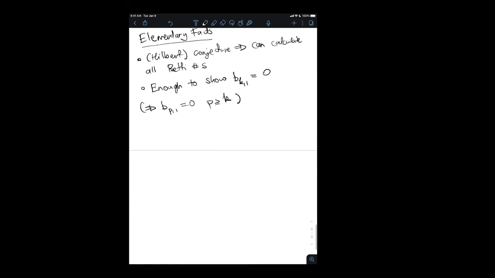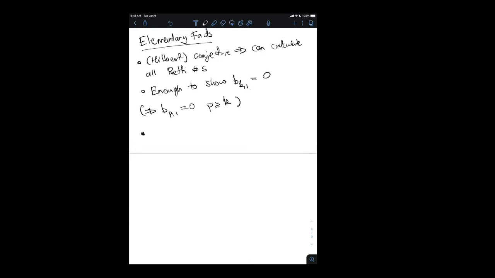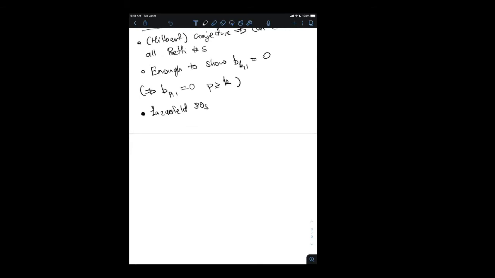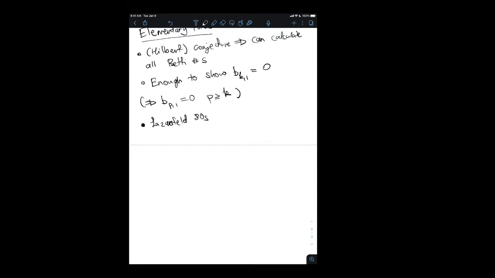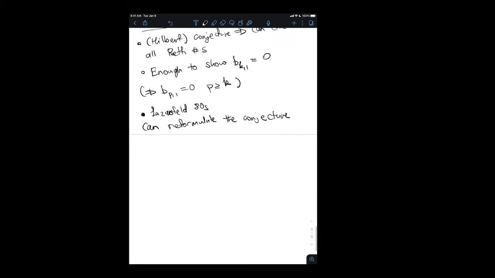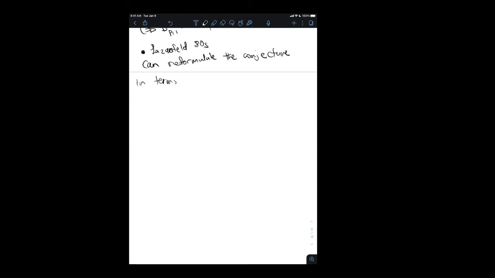Okay, and one other elementary fact. The first two facts are very old, due basically to Hilbert, but the next fact is an observation coming from Lazarsfeld in the 80s. I think it's actually older than the conjecture, but let's just say Lazarsfeld in the 80s. We can reformulate this geometrically in terms of the cohomology of some natural vector bundle, in a way that, to me, as an algebraic geometer, is more appealing, because it's in terms of the vanishing of cohomology of vector bundles.